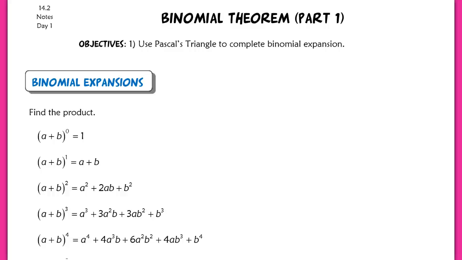This lesson is part 1 of section 4.2. We're going to be talking about the binomial theorem. What we're going to be doing for today, though, is using Pascal's triangle, something that you probably are familiar with already from last year in 90s, to complete a binomial expansion.